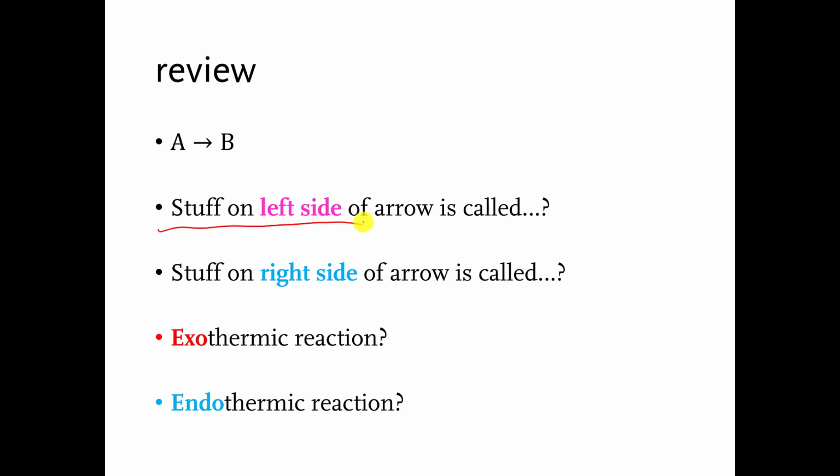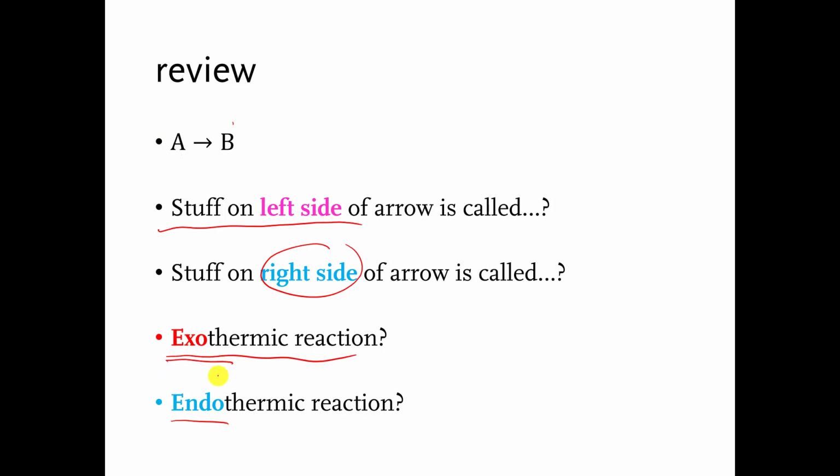The stuff on the left side of the arrow, in this case just A, is called a reactant. That word is going to show up every once in a while. Stuff on the right side of the arrow, in this case just B, is called a product. So in our pretend chemical reaction, A is the reactant, B is a product. You can have chemical reactions with more than one reactant, and with more than one product, but this one is pretty simple.